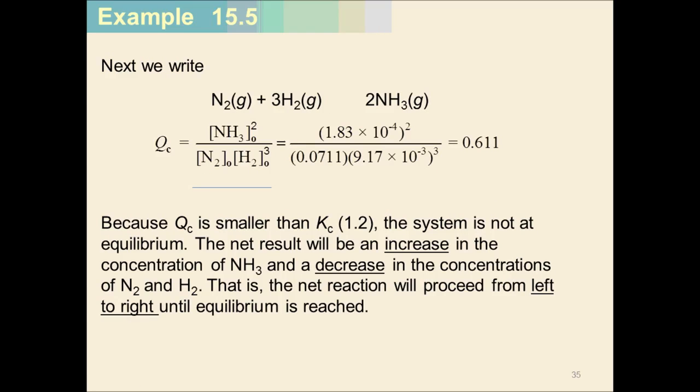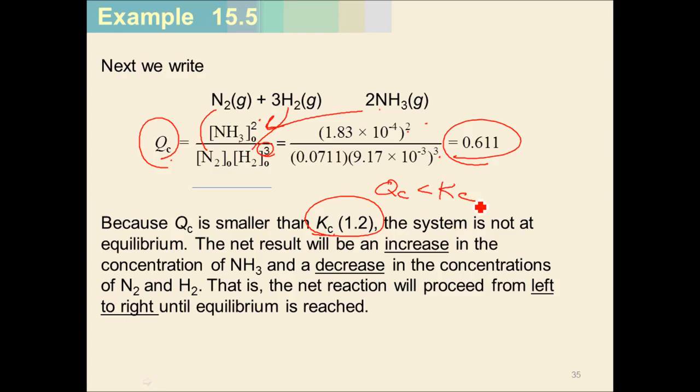On slide 35, then, write Qc. Qc for this equation, again, remember, what you're going to do is take the concentration of the products raised to the power of their coefficients divided by the concentration of the reactants raised to the power of their coefficients. Substituting your values in, you should get 0.611. Now that's Qc. Now remember, it said Kc was 1.2. Therefore, Qc is less than Kc, and so the system is not at equilibrium.